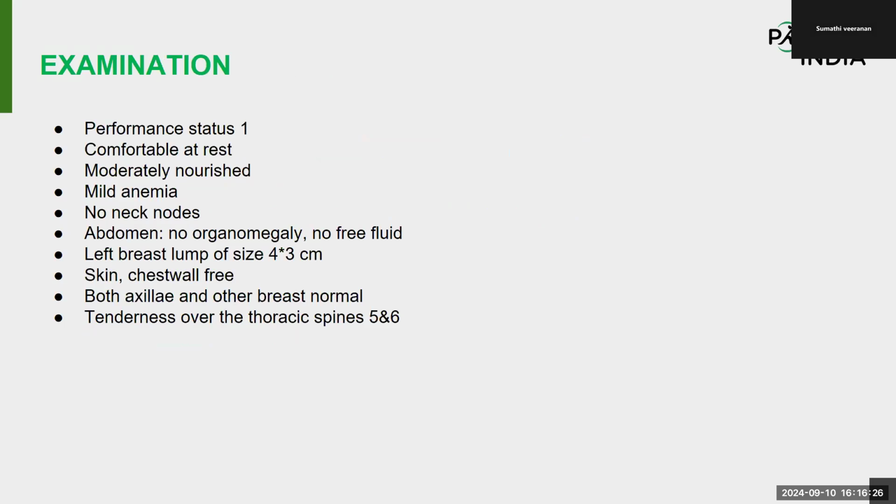Examination: performance status 1 according to ECOG status. She is doing all activities, but only symptoms will occur. She is comfortable at rest. She is moderately nourished, with mild anemia. She has no neck nodes. The abdomen has no organomegaly, no free fluid. In the left breast there is a lump of size 4 into 3 centimeters. Her skin and chest wall are free, both axillae and the other breast are normal, and there is tenderness over the thoracic spines 5 and 6.